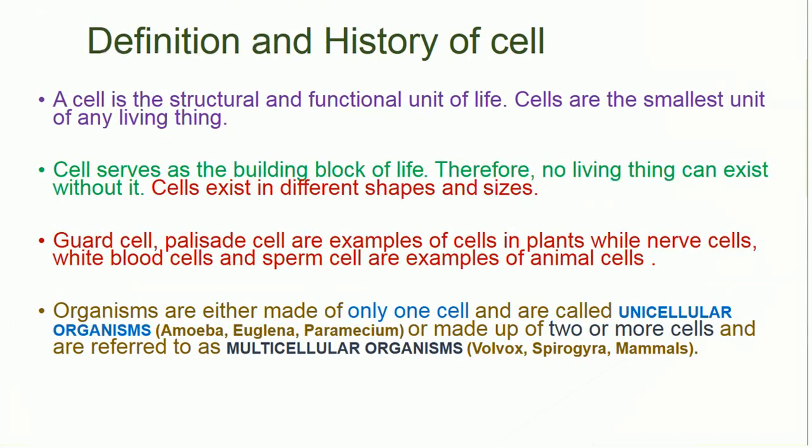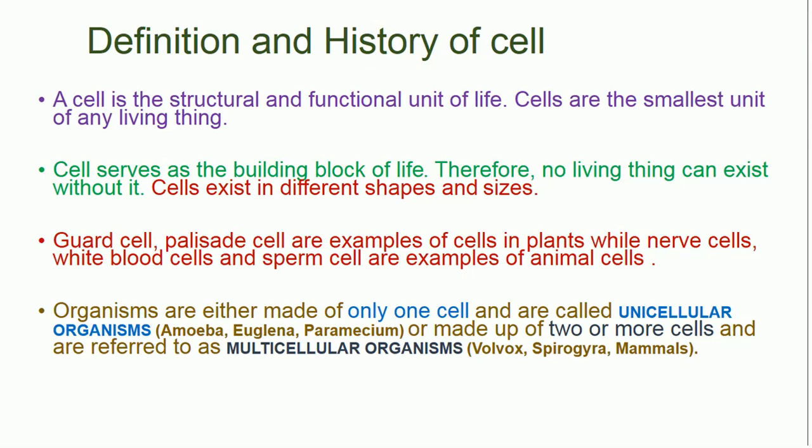Definition and history of cell. A cell is the structural and functional unit of life. Cells are the simplest unit of any living thing. They are the basic unit of life. Cell serves as the building block of life. Therefore, no living thing can exist without cell. Cells exist in different shapes and sizes.